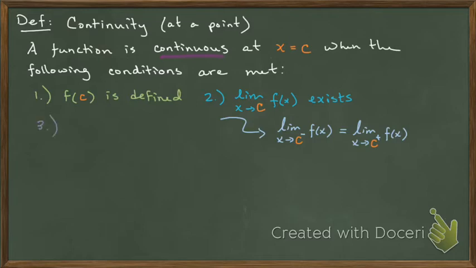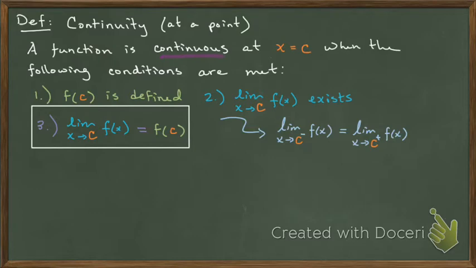The third criteria, number three, is that the limit and the function value have to be the same. That is really what describes continuity altogether. That third criteria really encompasses the first two. You can't have a limit and a function value match if the limit doesn't exist or the function's not defined, right? So that number three is really what encompasses continuity at a point. I just like dividing it up into these three criteria.